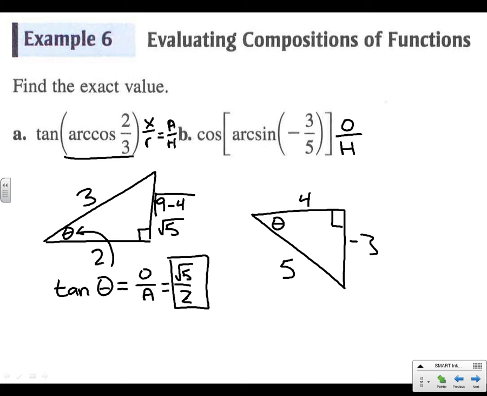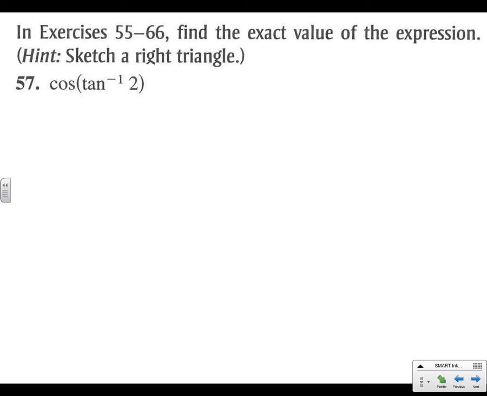We can do anything we want. In this case, it says, give me cosine. So cosine is going to be the adjacent over the hypotenuse. So our answer is going to be 4 over 5. All right, see if you can straighten that out for problem 57.